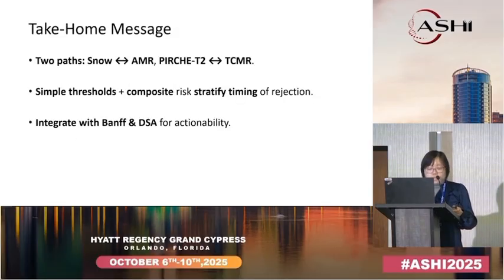So to summarize, PIRCHE-B is linked to antibody-mediated rejection, and PIRCHE-T2 is linked to T-cell-mediated rejection. Simple threshold and composite models stratify rejection timing in our study, and those tools, when combined with DSA and Banff histology, move us closer to precision transplant medicine.